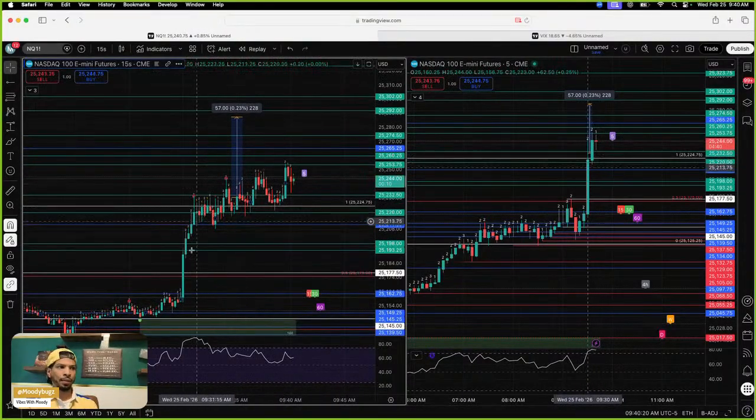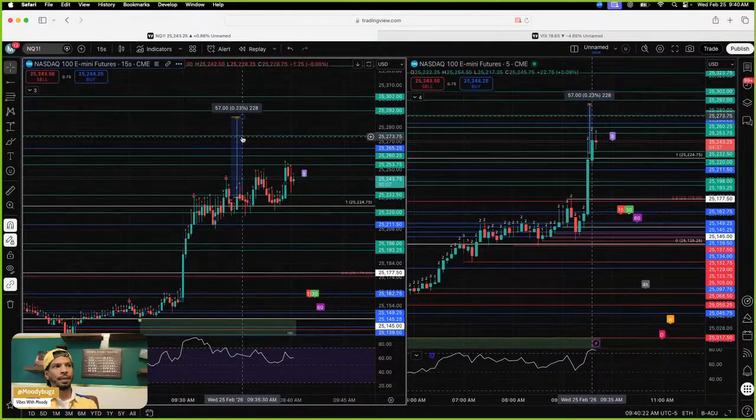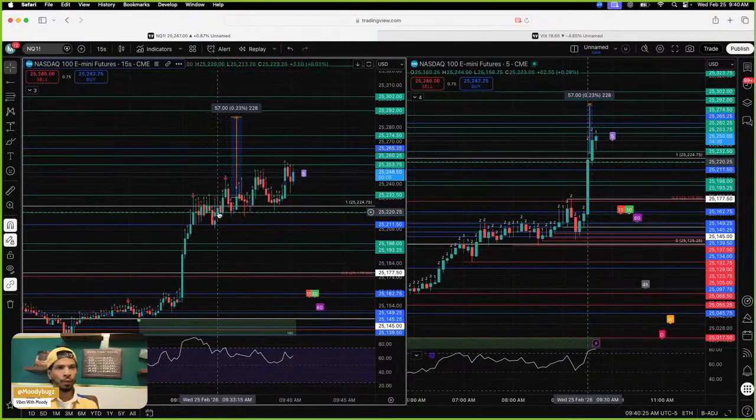And you can still see the big pole and the big flag, right? This is nothing but a measured move, right?